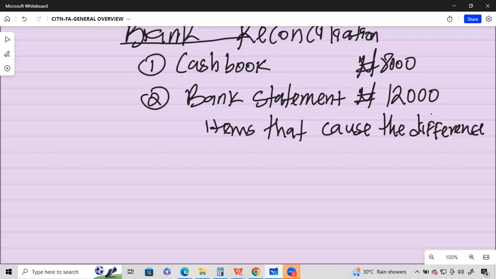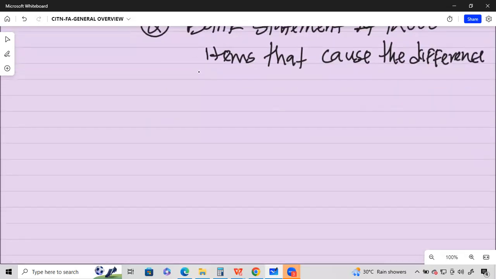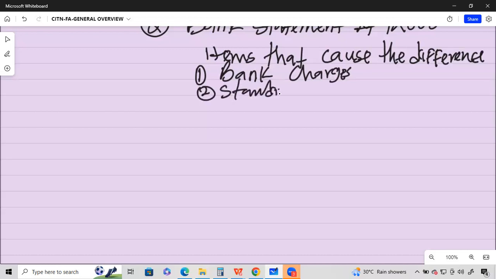So items that can cause this difference, one, we can have bank charges. We can have what we call a standing order. Maybe you have given a certain instruction to the bank to make a regular payment to a certain account. We can also have what we call unpresented checks.